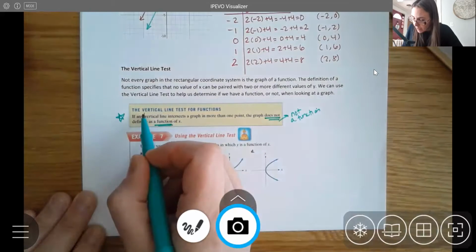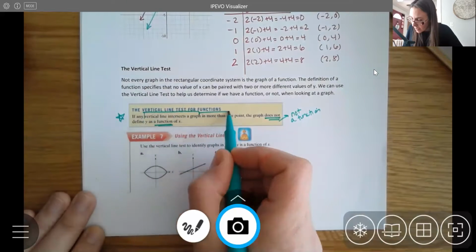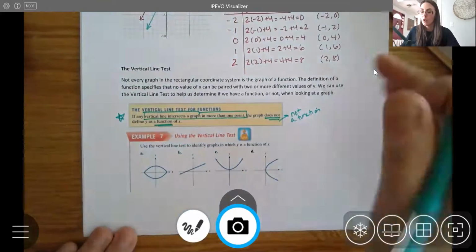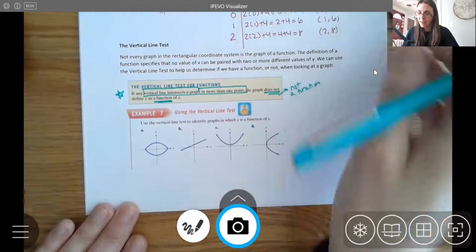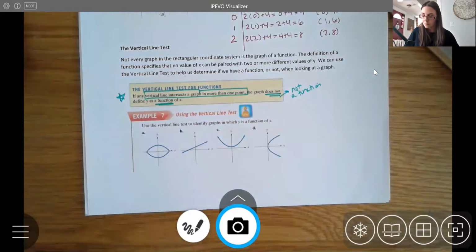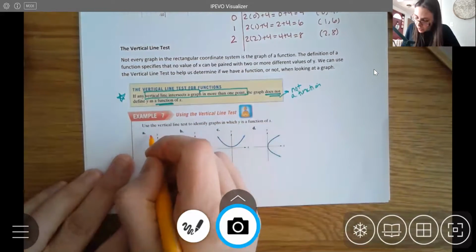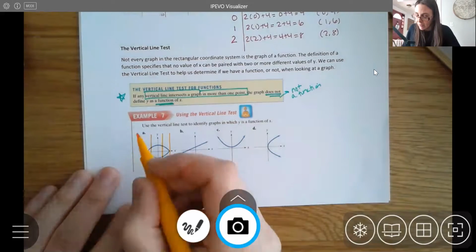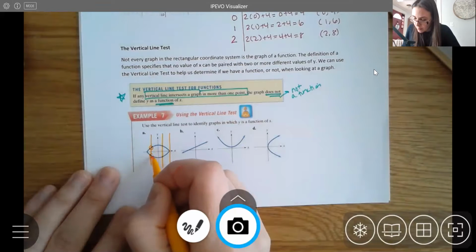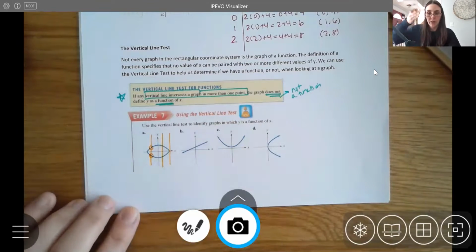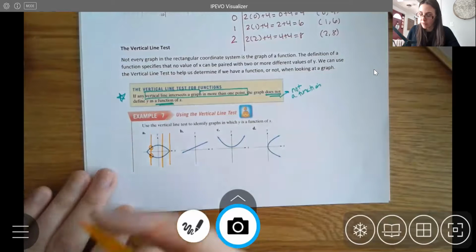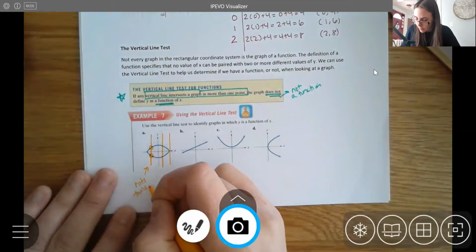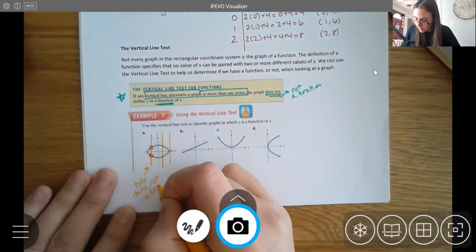Okay. So if any vertical line intersects the graph at more than one point. Now, these are vertical lines that you're going to mentally draw, or you can physically draw them if you like. I usually like to use an actual pen or a pencil. So what you do is you draw some vertical lines through a graph. And again, you can do this mentally or physically. And if one individual line hits that graph more than once, it's not a function. So this hits twice. So it's not a function.